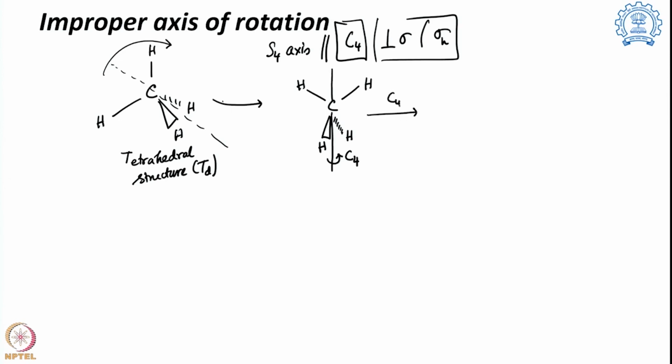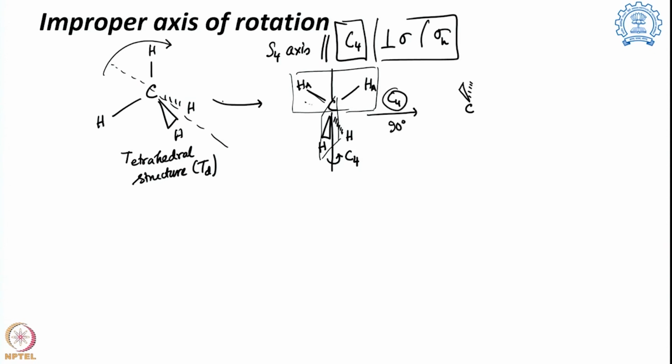If I do a C4 rotation, how will the molecule look? Carbon is going to remain as it is. It is better to always do it with each atom. These two hydrogens are on the plane of the paper and these two hydrogens are perpendicular to the plane of the paper. So, when I do a 90 degree rotation, these two hydrogens, say I am writing HA, are going to come 90 degrees to it, because I am doing only a C4, 90 degree rotation.